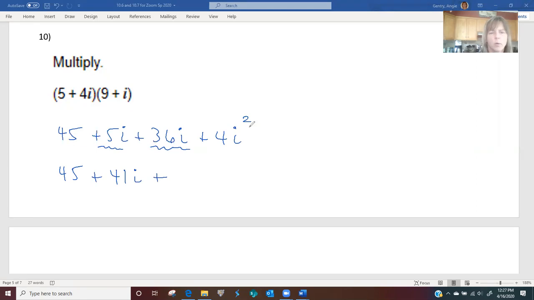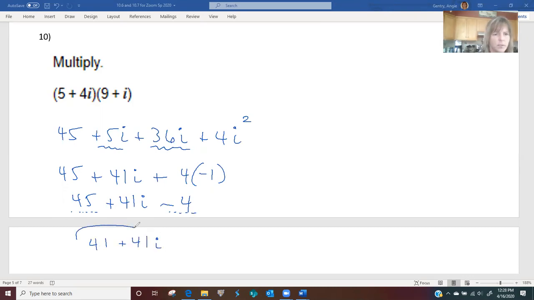But then I have a 4i squared, and I'm not allowed to leave the answer with an i squared. This isn't like you're doing polynomials where you lead with the x squared and stuff. i squared is negative 1. So this turns into 45 plus 41i minus 4. Then you have like terms here. You see? So 45 minus 4 is 41 plus 41i. It's just coincidence that they're the same number.